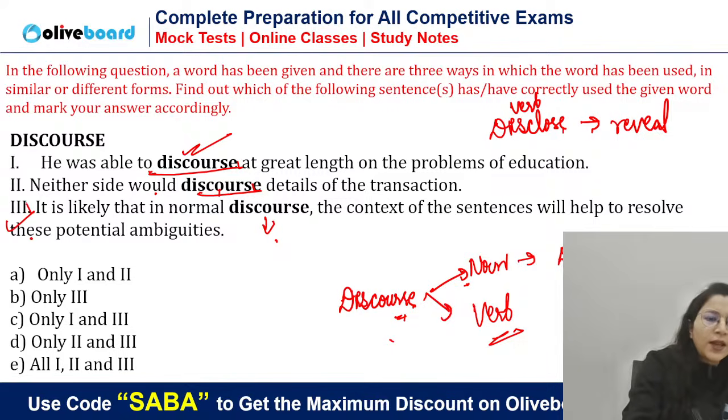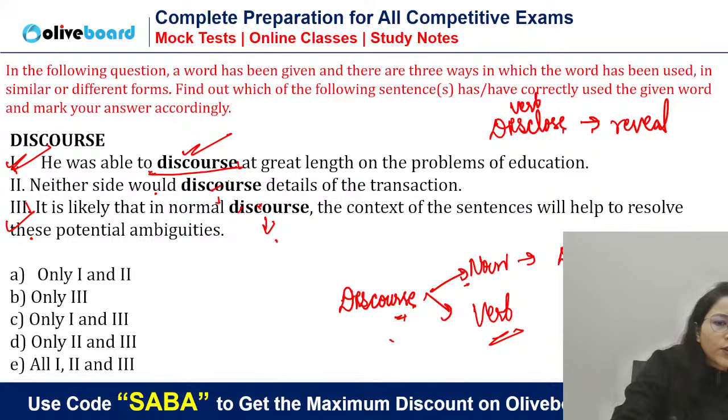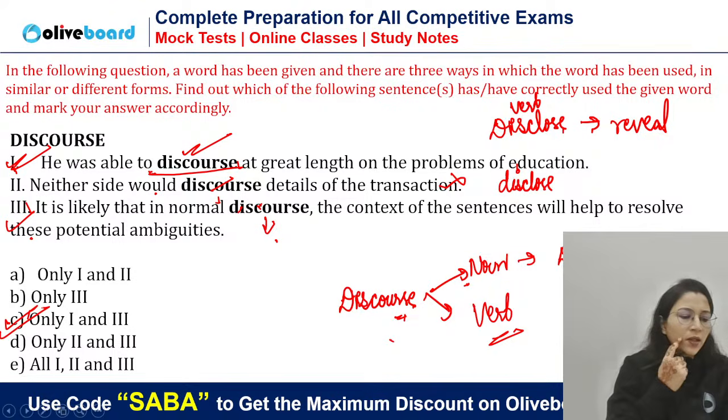See, the third is definitely correct, the first is definitely correct. Now tell me how discourse is making sense in the second. Neither side would disclose details of the transaction. Here in the second, disclose will come, discourse will not come, right? Are you getting my point? Neither side would disclose details of the transaction. Is it clear, guys? So the second is definitely wrong. Only one and three are correct.